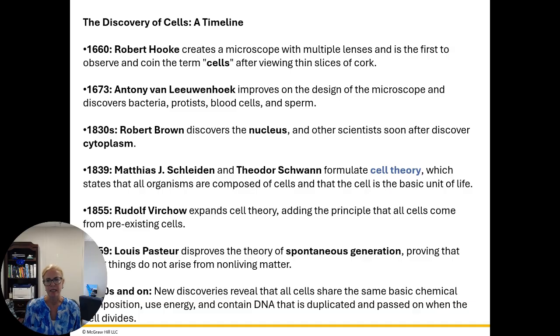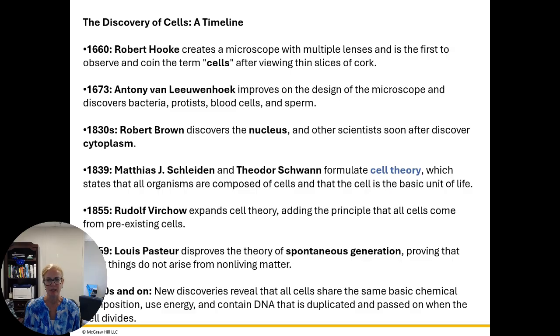Building on that theory, 9 years later, Schleiden and Schwann formulated cell theory. The early parts of cell theory, we're going to see that this theory is expanded later on. But basically, it says that all organisms are composed of cells, cells are the basic unit of life, and also later on with Virchow's 1855 contribution that all cells come from pre-existing cells. So those are the three components of early cell theory.